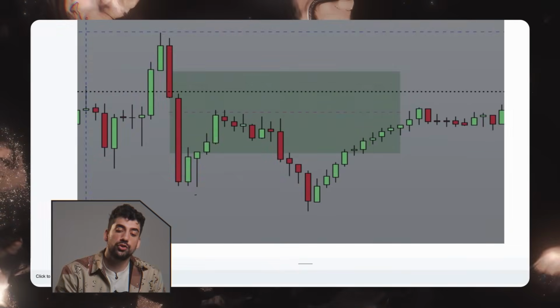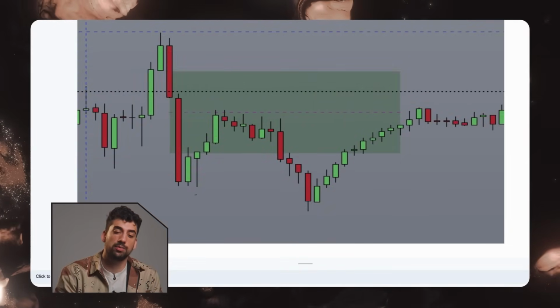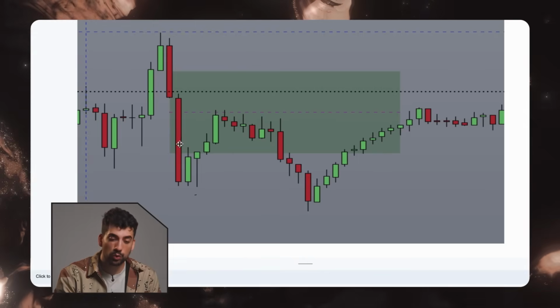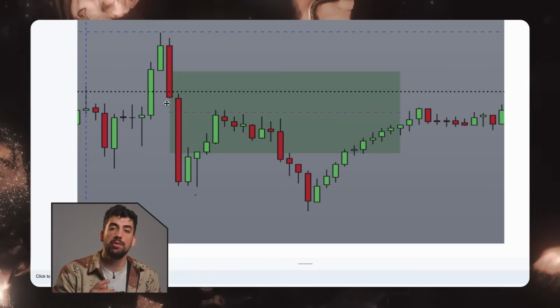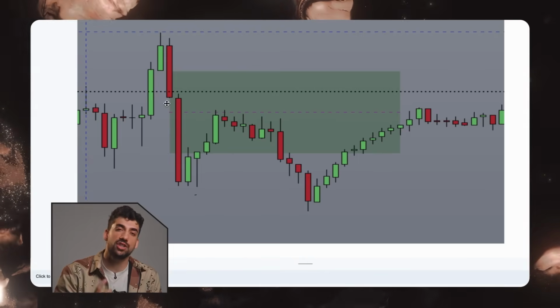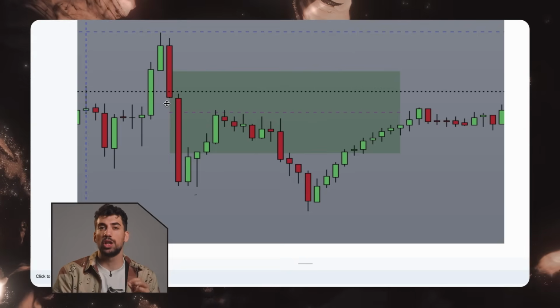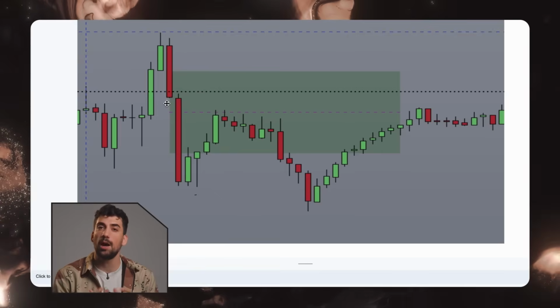Whenever you're looking for those, you're going to have to mark out 3 points. You're going to have to mark out the top, the bottom, and the middle point of the void. You can see here we have 2 stacked fair value gaps together. Whenever we have 2 stacked fair value gaps together, I just like to draw a larger fair value gap that covers both, because a lot of times what you're looking at is a large time frame fair value gap or void.